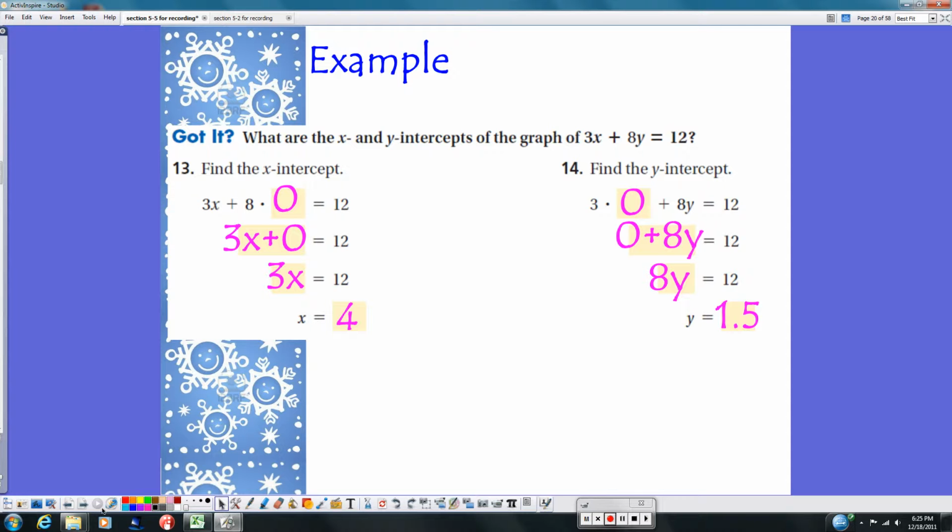The next one, to find the y-intercept, we put a 0 in for x. So 3 times 0 plus 8y equals 12. 0 plus 8y equals 12. 8y equals 12. Divide both sides by 8, so y equals 1.5.